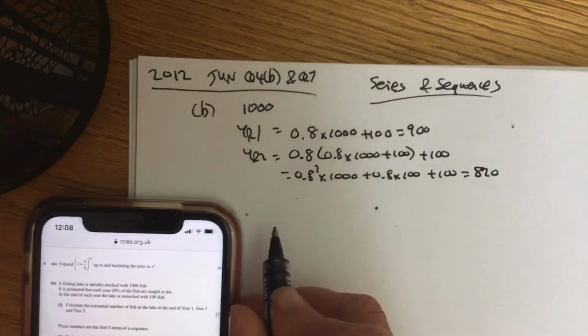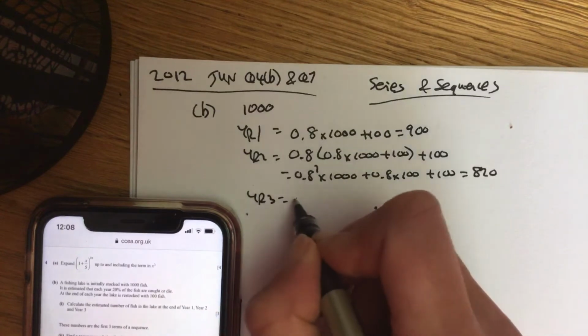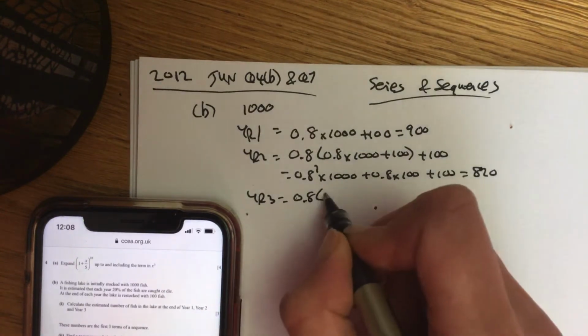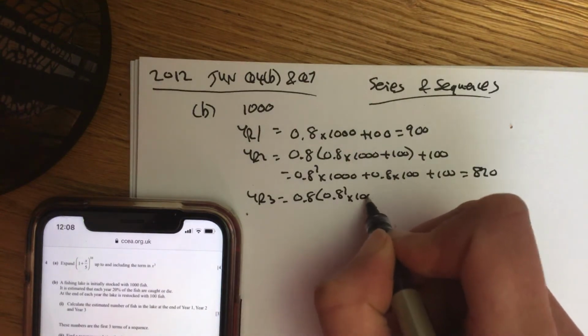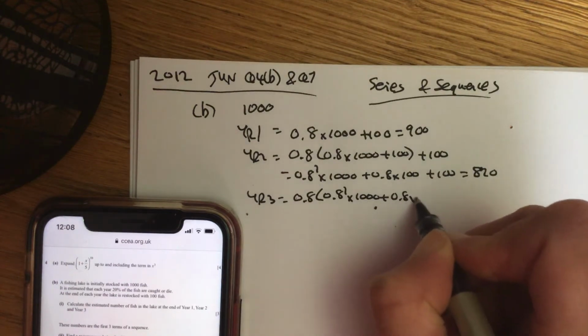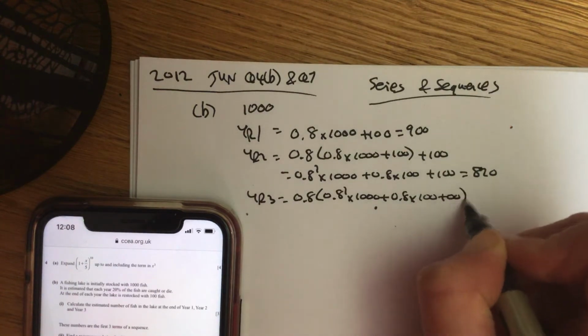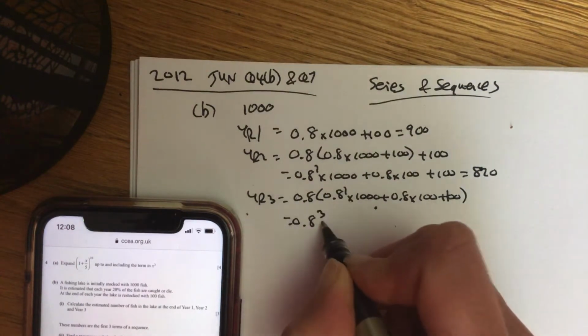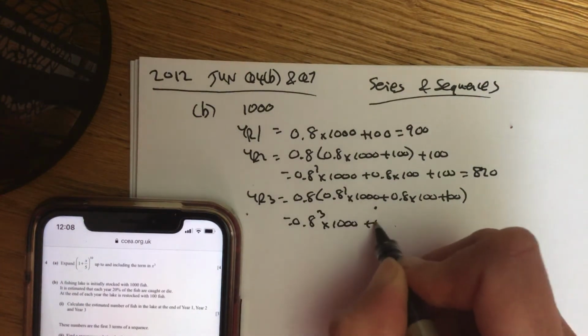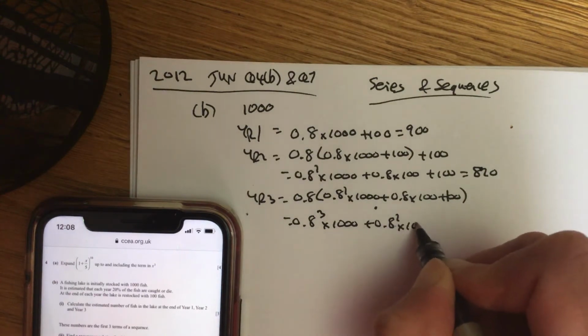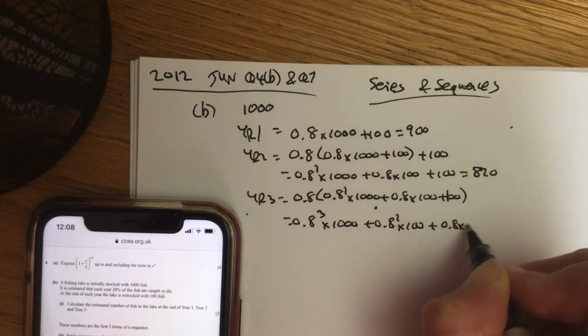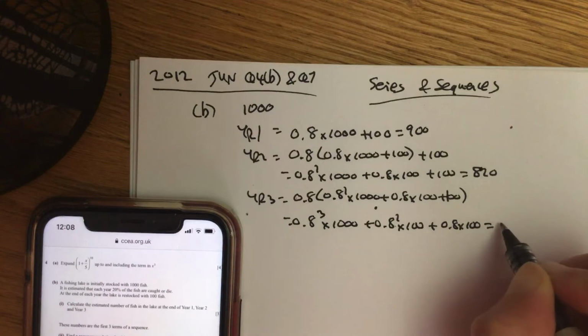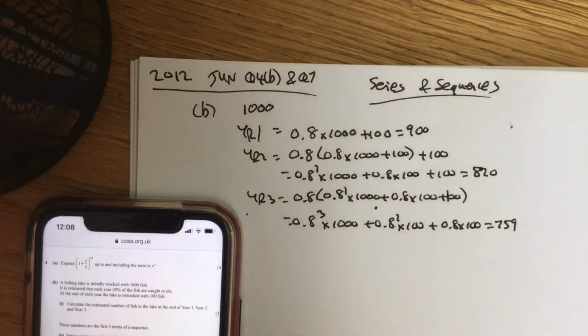Year 3 is 80% again of what you had in year 2. Again, I'm trying to look for patterns. Just writing this out, which gives you an answer of 0.8³ times 1,000 plus 0.8² times 100 plus 0.8 times 100, giving you an answer of 759.